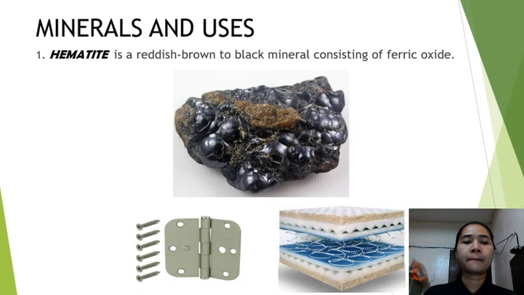Next, we also discuss the minerals and their uses. First, we discuss hematite. Hematite is a reddish brown to black mineral consisting of ferric oxide. This is the structure of hematite, and the pictures above and below show the uses of hematite: the spring of the bed and the lock of the door.